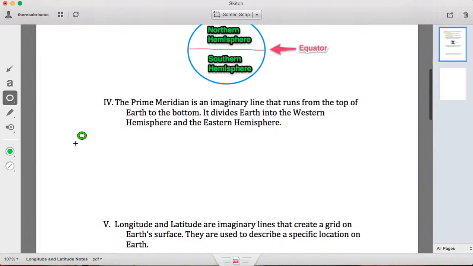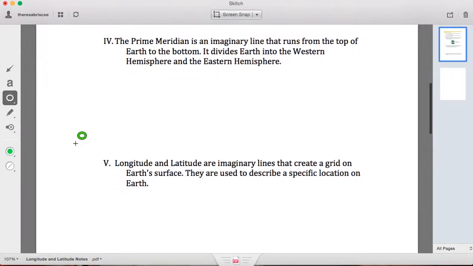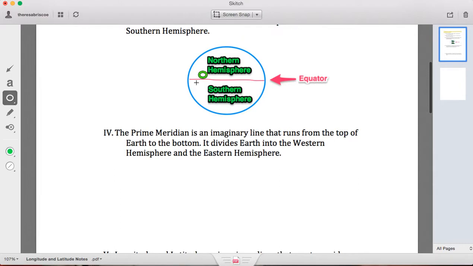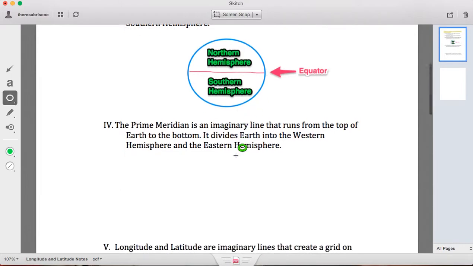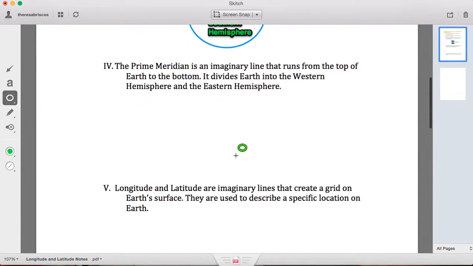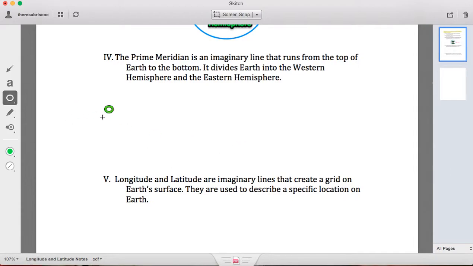So let's come down a little bit. Another major imaginary line that we have is the prime meridian. Now, the prime meridian is another imaginary line, but unlike the equator, which runs east to west, the prime meridian runs from north to south.